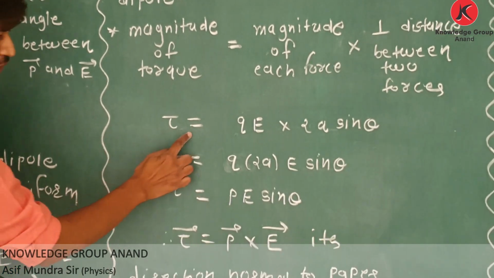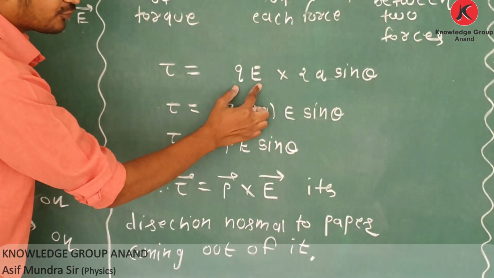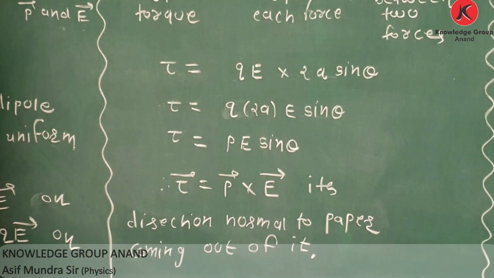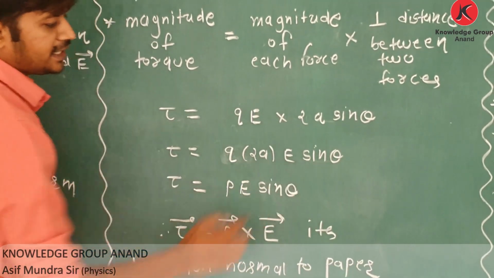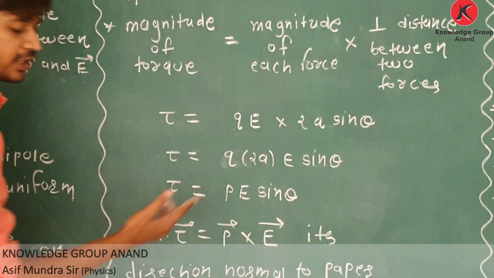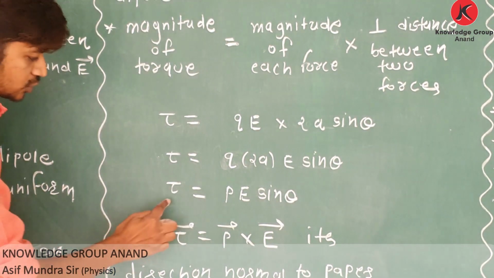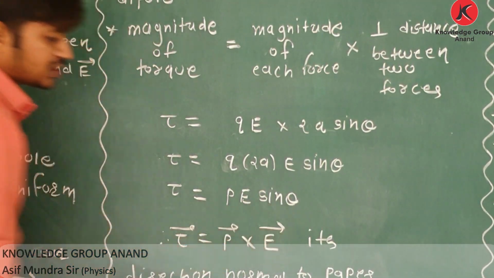So torque tau is equal to QE, that is the magnitude of force, into the perpendicular distance between the two forces. Simplify: Q into 2a E sin theta. Q into 2a, we know, is the electric dipole moment. So tau is equal to PE sin theta.